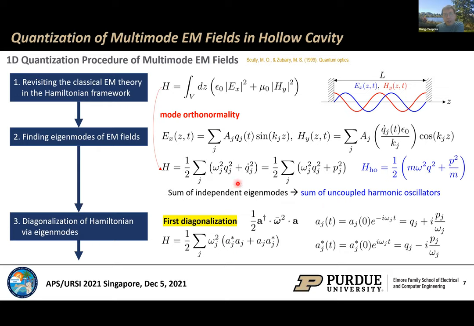This process, where the fields are expressed by eigenfunctions so that the solution space is spanned by these eigenmodes, is called the first diagonalization. Later, we'll see why we use another variable, A and A complex conjugate, which correspond to the annihilation and creation operators. But at the classical level, they just represent the complex-valued modal amplitude, given by a linear superposition of the real-valued generalized position and momentum.